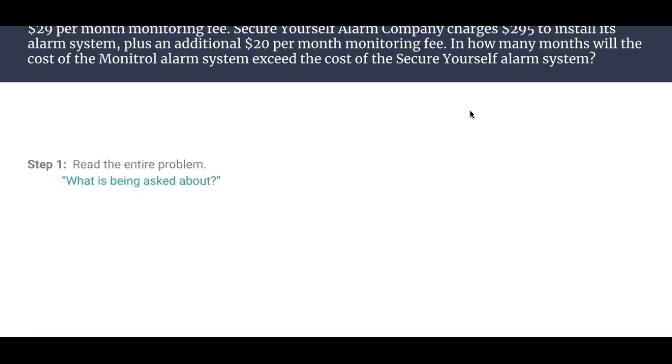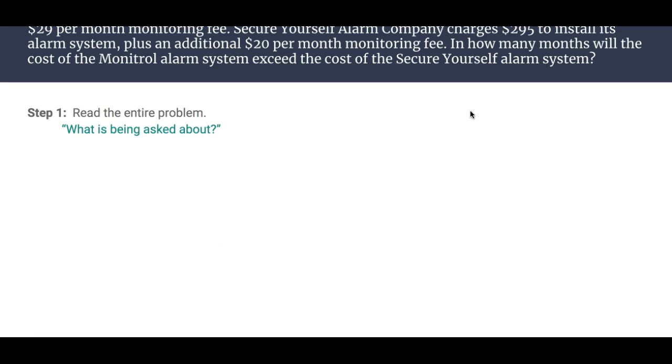All right, so what's being asked? We want to know when the cost of Montreal will be greater than, because it says exceed, the cost of Secure. If you look at the problem, Montreal charges $250, while Secure Yourself charges $295. So at the current moment, Secure Yourself charges more. But if you read the problem, Montreal charges more per month. They charge $29 per month, whereas Secure Yourself charges $20 per month. Did y'all catch that?